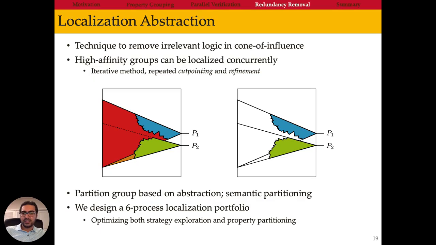In this work, we designed a 6-process localization portfolio to solve the difficult non-inductive properties that arise in redundancy removal applications by optimizing both strategy exploration as well as property partitioning.